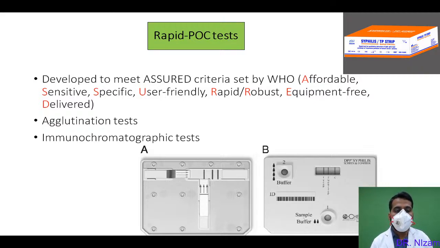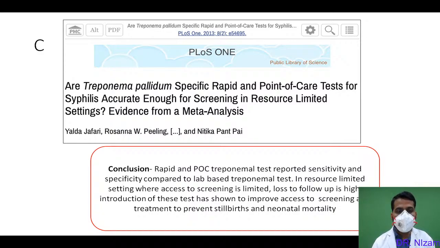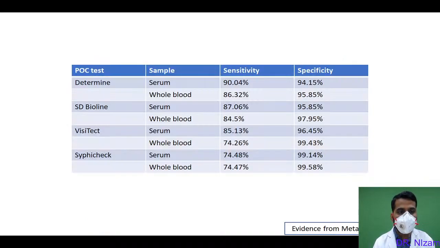Then it is a type of agglutination test and immunochromatography. It is an immunochromatography test. Most of the tests used in syphilis are immunochromatographic tests. Now this is a meta-analysis of the rapid point of care tests, which have compared 5 different types of rapid point of care test. Then this is the summary of that study, that is POC.